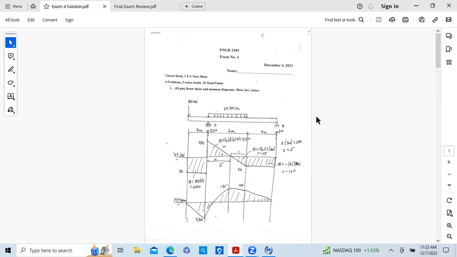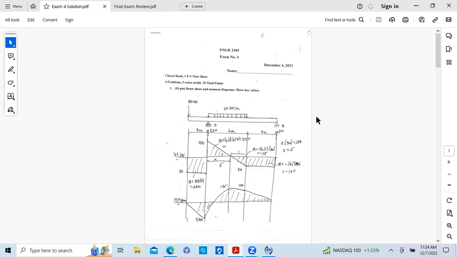I will tell you this is one of the highest averages I've ever had on a statics exam. The overall average was 27.4 out of 35, which is about 78.5%. There will be no points added to this exam. I'm very pleased with the overall results.